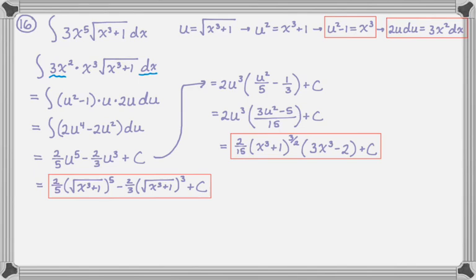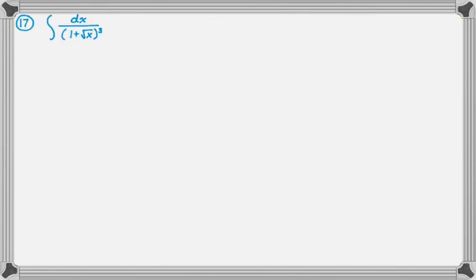Let's take a look at the 17th one. Integral of dx over the quantity 1 plus root x. Okay, I feel like on this problem you basically have no choice from the start. That thing in the denominator is a big problem, so let's just make it u. u is 1 plus root x.